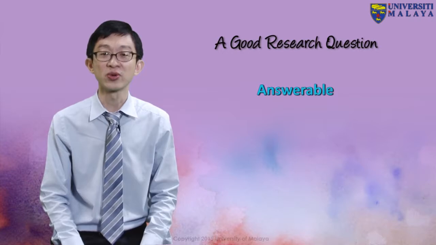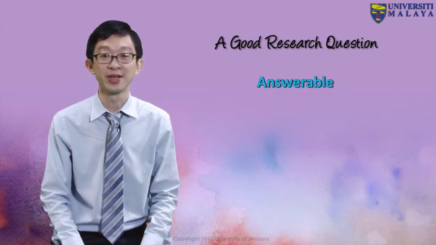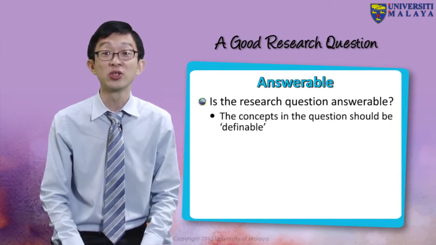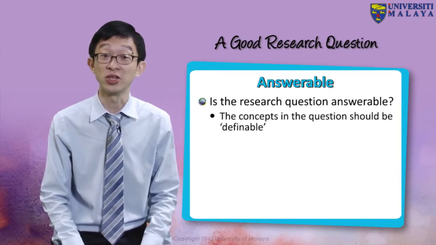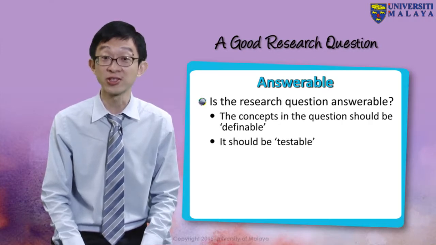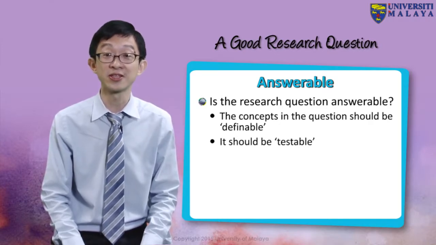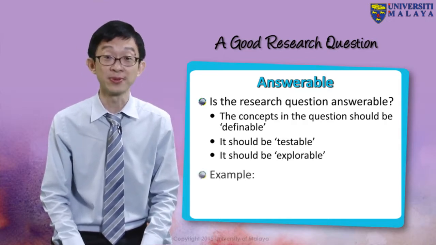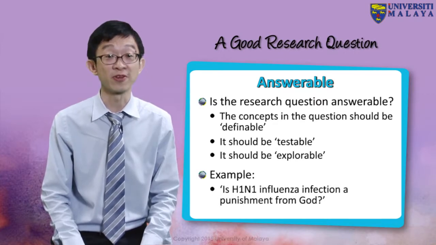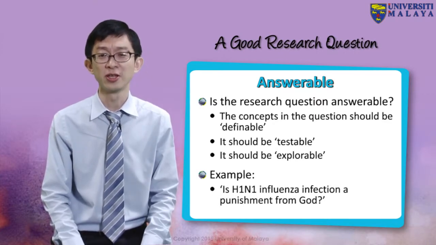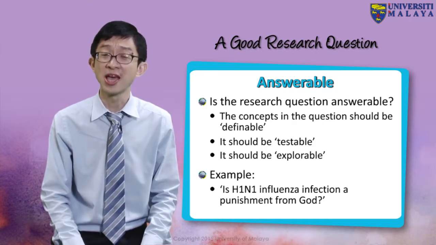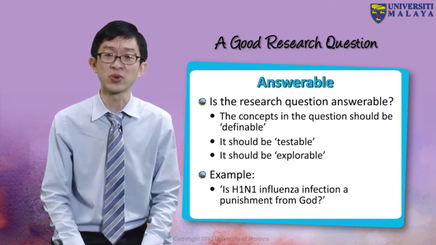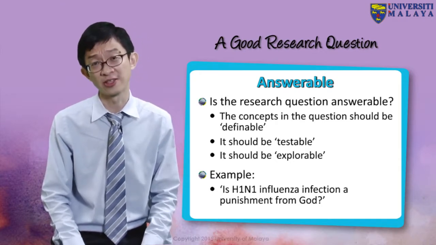Firstly, a good research question must be answerable. The researcher should be able to define the concepts in the research question so that they can be measured. It should have a hypothesis that is testable, or in the case of a qualitative study, the question should be explorable. For example, is H1N1 influenza infection a punishment from God? The concepts of punishment and God are difficult to define and measure. Hence, this research question becomes difficult to answer.